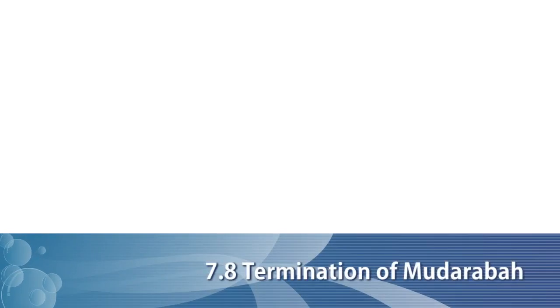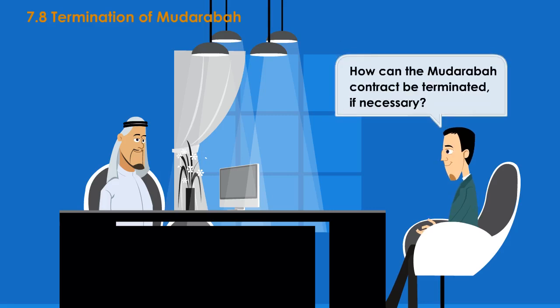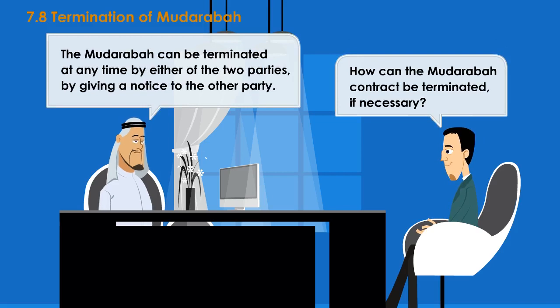Termination of Mudaraba. How can the Mudaraba contract be terminated if necessary? The Mudaraba can be terminated at any time by either of the two parties by giving a notice to the other party.